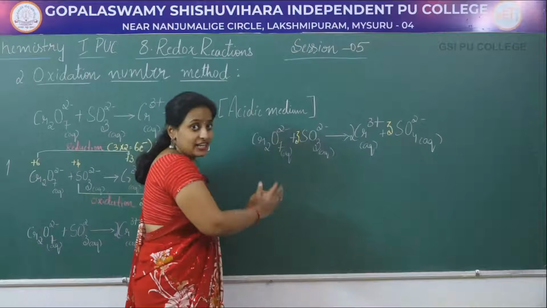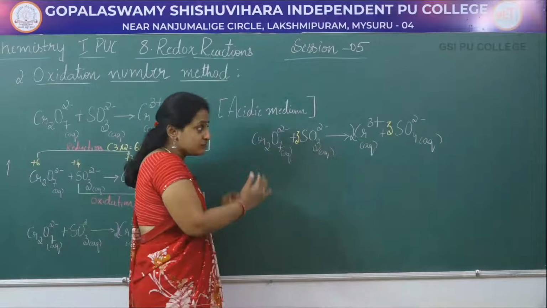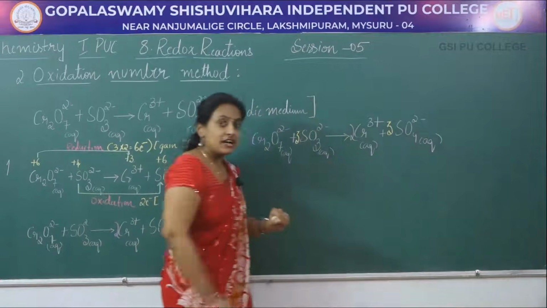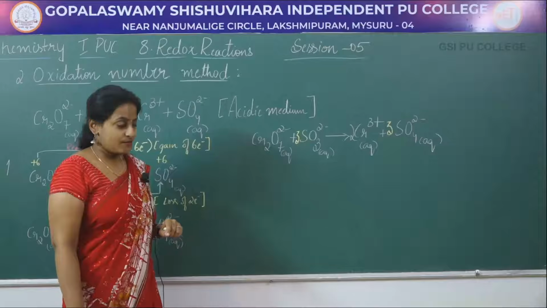The reactant side there are 16 oxygen atoms, whereas in the product side there are 12 oxygen atoms.